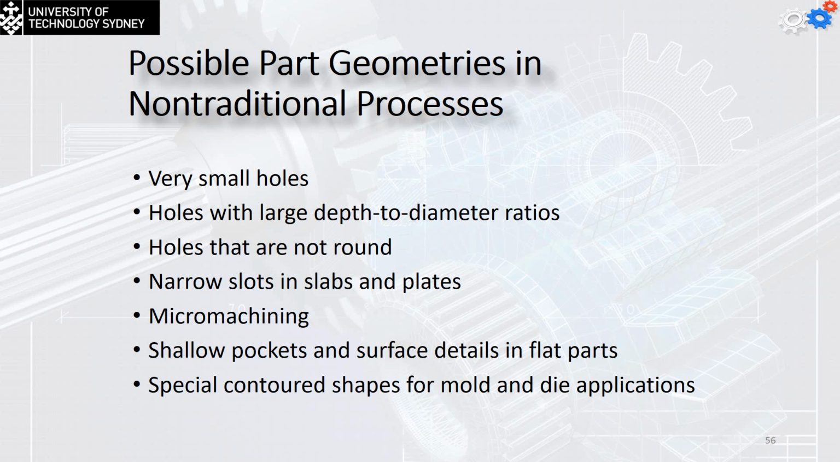The possible geometries we can have from the non-traditional processes, if we summarize what we covered earlier, are, first, very small holes, which we cannot have with conventional cutting. Holes with a large depth to diameter ratio, which again we cannot do with conventional cutting. Holes that are not round, narrow slots in slabs and plates, micromachining, shallow pockets and surface details in flat parts, and special contoured shapes for mold and die applications.